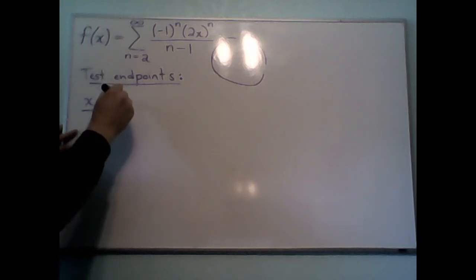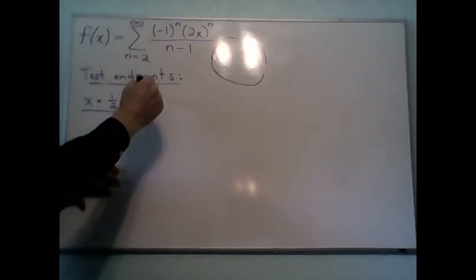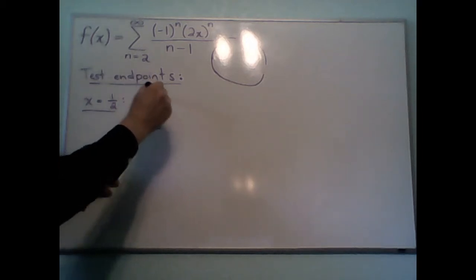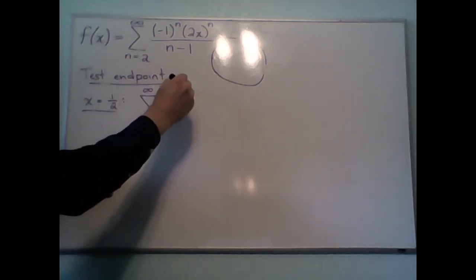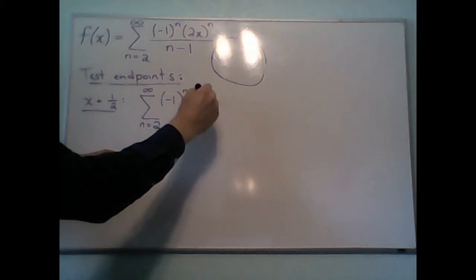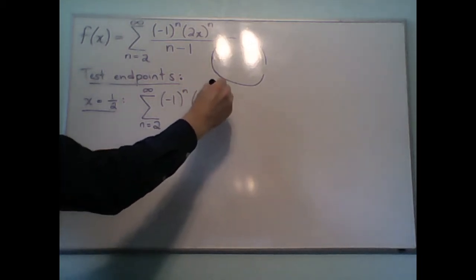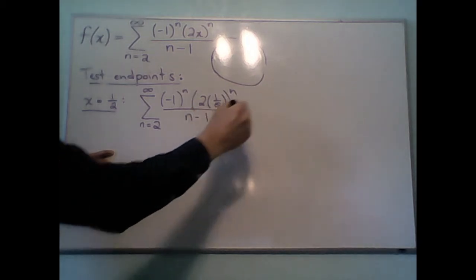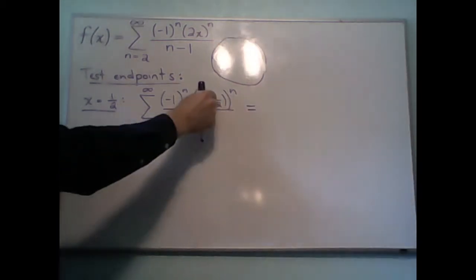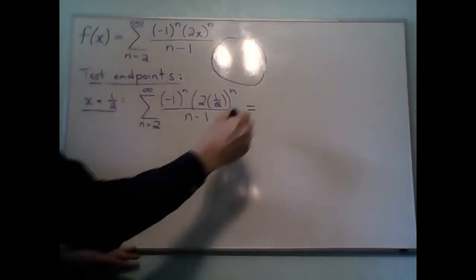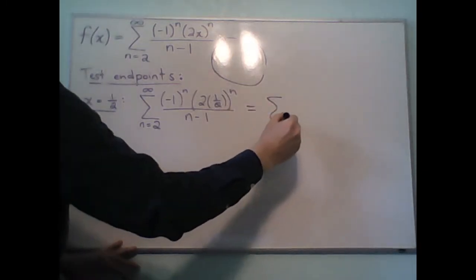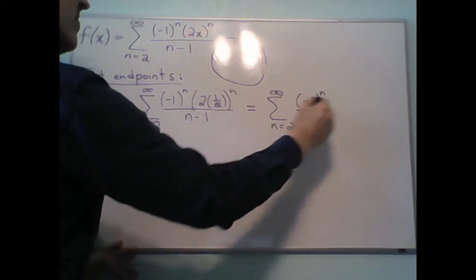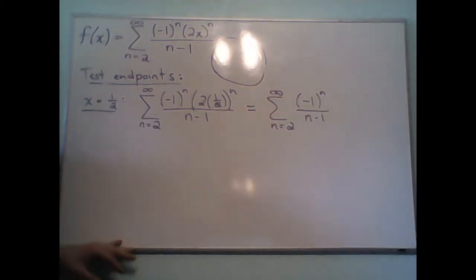That's the first endpoint. And I just plug it into this sigma expression. So the sum from n equals 2 to infinity of negative 1 to the n times 2 times 1/2 to the n divided by n minus 1. 2 times 1/2 is 1. Raised to the n is still 1. So this simplifies to the sum from n equals 2 to infinity of negative 1 to the n divided by n minus 1.